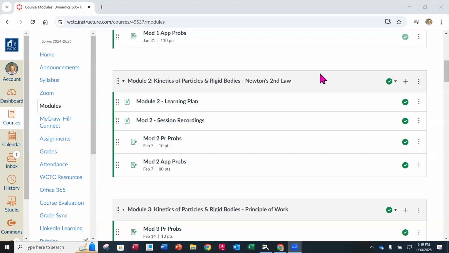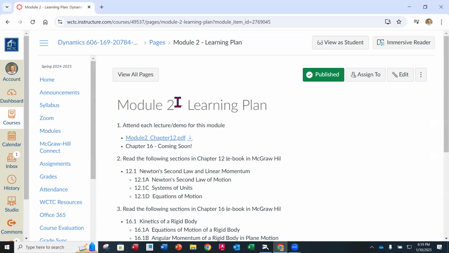There we go. All right, so we're getting ready to start module number 2. So as we look at our module number 2 here, we're gonna look at the learning plan first. And you're going to notice we're going to be focusing on chapters 12 and 16. Not in their entirety. We're picking out parts of 12 and parts of 16.